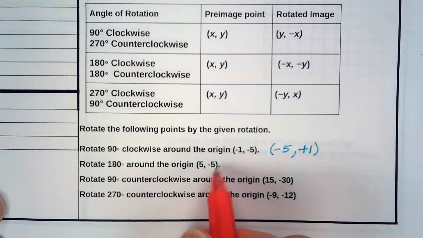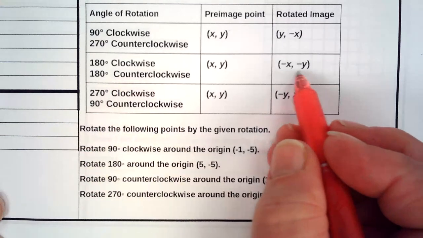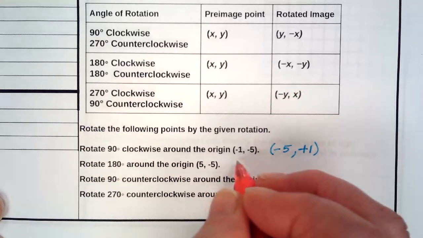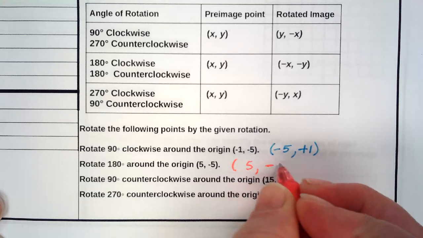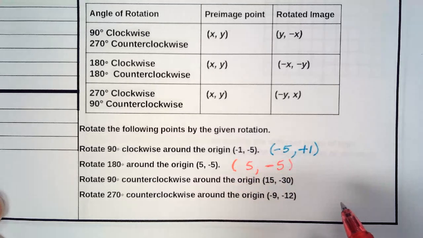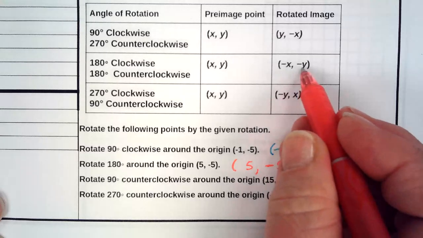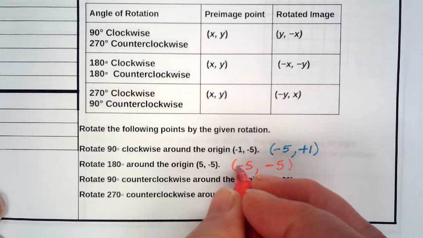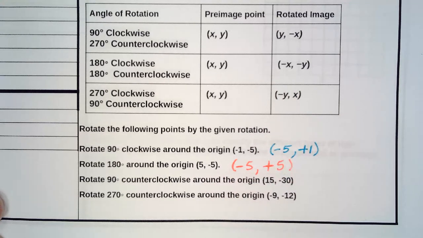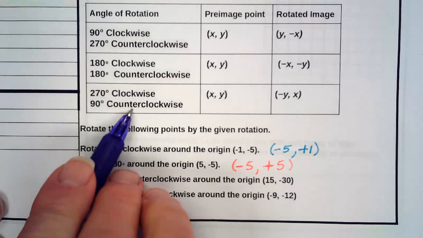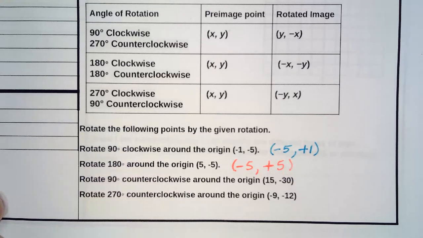For 180 degrees, I look up here. They're the same except both of the points become their opposites. So I don't change the 5, I don't change the -5. They stay in the same position. But now I change it to the opposite. This becomes a -5, +5. Try the next one on your own. 90 degrees counterclockwise. If you notice, it's the last row. What do you do and what does it look like?